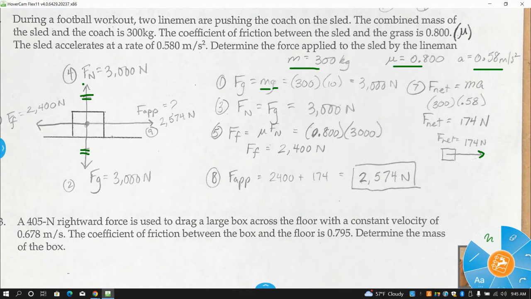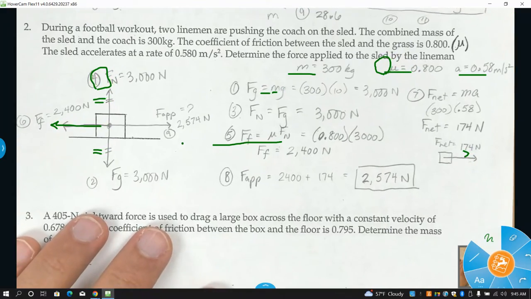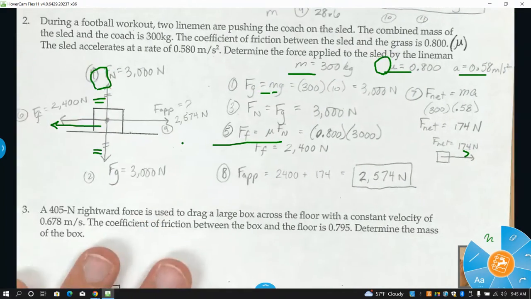Now that I have normal force and I have the coefficient of friction, I can solve for the friction force using the friction equation. Friction force is equal to the coefficient times the normal force. So I take the 0.800 that I'm given, times it by my normal force, and I get the friction force. That was my 5th step, and then the 6th step I just drew that in.